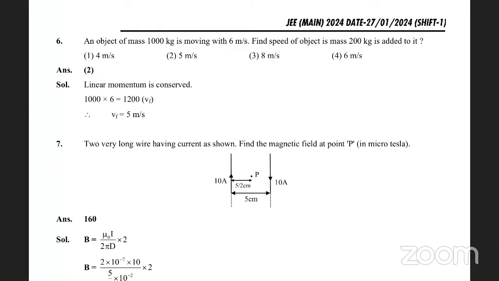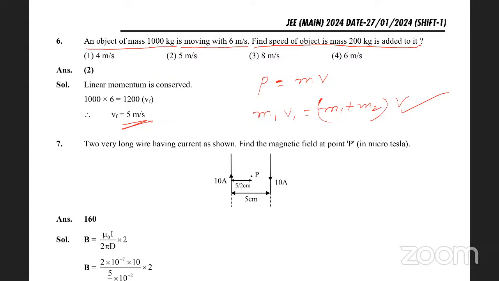Look at this one. An object of mass 1000 kg is moving with 6 meters per second. Find the speed after an object of mass 200 kg is added to it. Since linear momentum is conserved, as there is no external force, m1 v1 must be equal to (m1 plus m2) into v. If you apply the law of conservation of momentum, you will get 5 meters per second. This is based on the law of conservation of linear momentum.